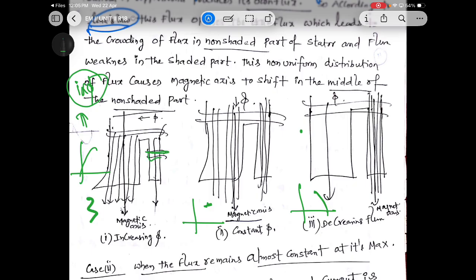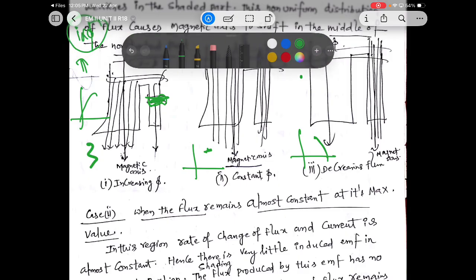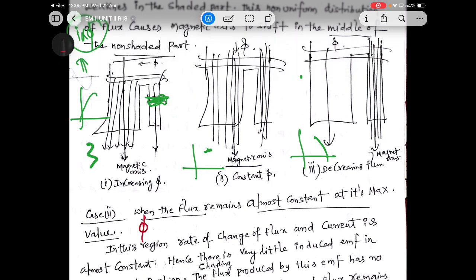Now when the current is increasing, how will the shaded coil respond? What is the main cause for the flux generation in the shaded coil? Let me try to write the steps here. First, the supply voltage is given. When the supply voltage is given, the supply current is generated. Because of this, rotating flux is generated.